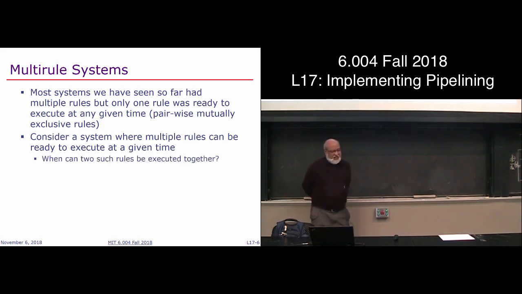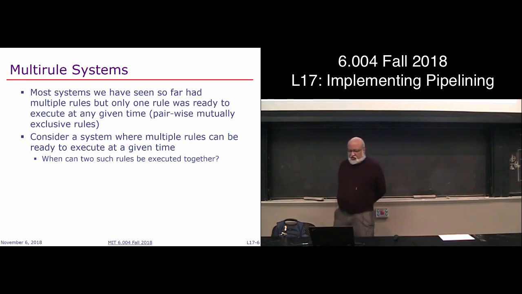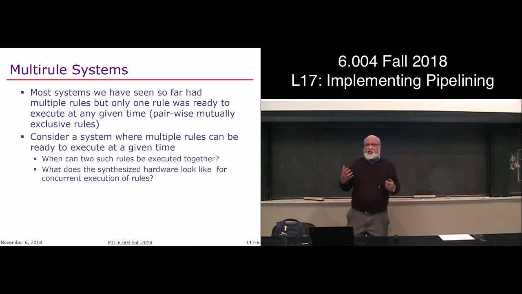And in such a system, the questions I would like to answer today are, when can two such rules be executed together? What does it mean to execute rules together? And I mean both in terms of some high-level concepts, right? And I also mean it in terms of hardware generated. How does the hardware look different? Whether these rules are firing concurrently or they are not firing concurrently.